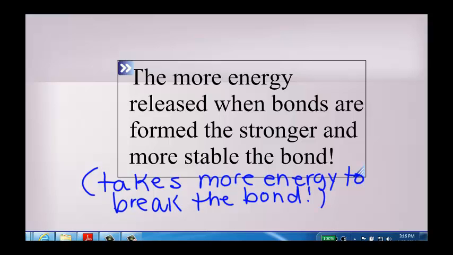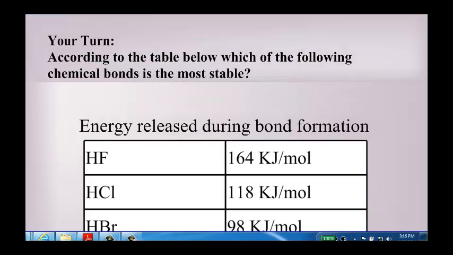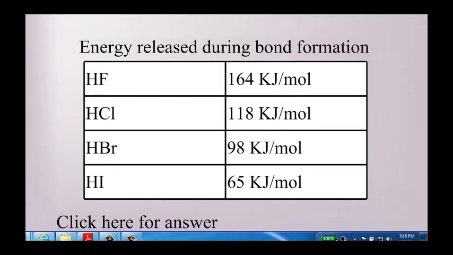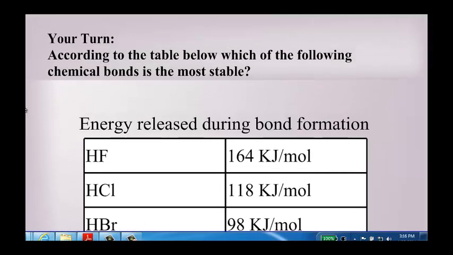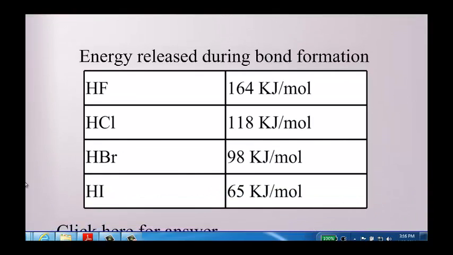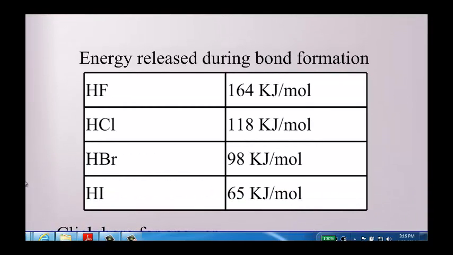Given that, there is a question at the bottom of this page that I'd like you to answer. Based on what we just talked about, based on that statement you just wrote, out of the choices below, circle the bond that you think is the most stable. That's what I'd like you to do to make sure you understand that relationship.